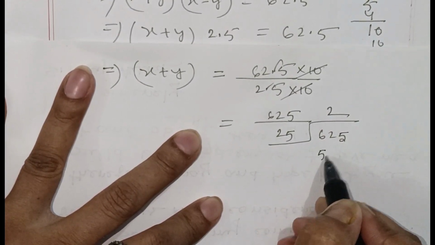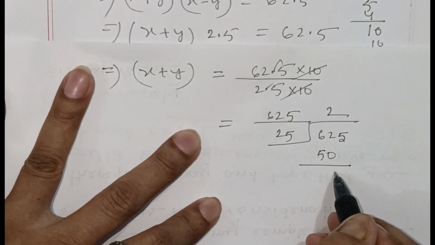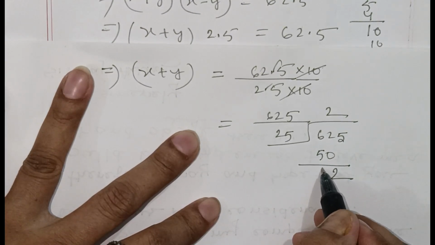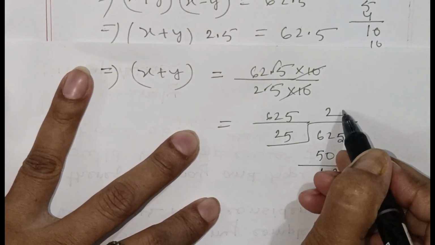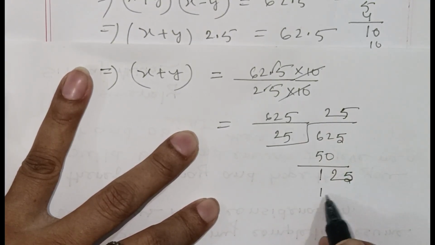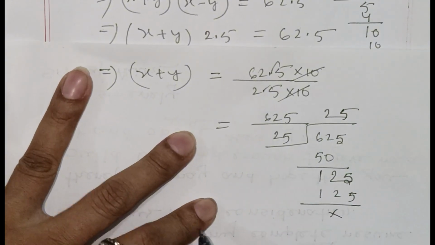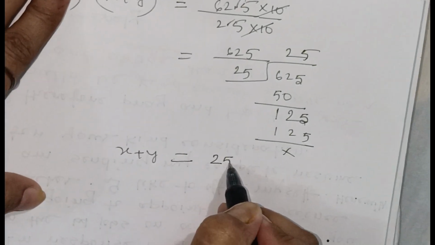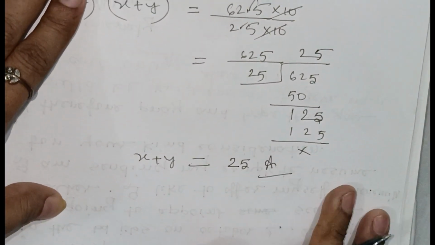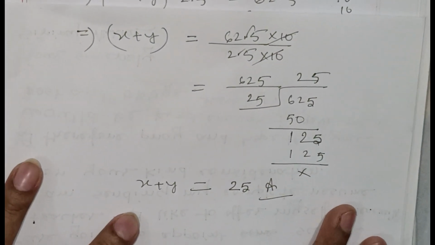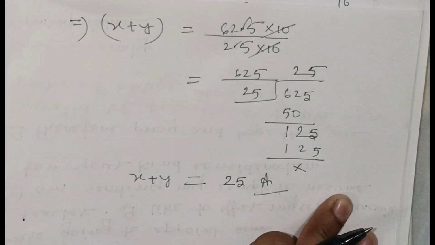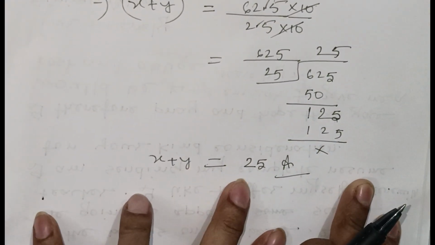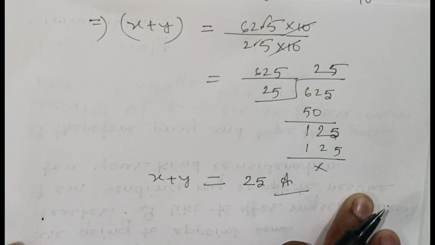25 2s are 50, 62 minus 50 is 12, bring down 5, so 125, 25 5s are 125. So x plus y is answer 25. That's it. This is the x plus y. Find the value of x plus y, that means x plus y is equal to 25. That's it. This is the answer.